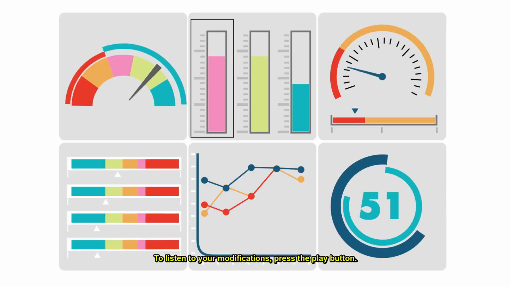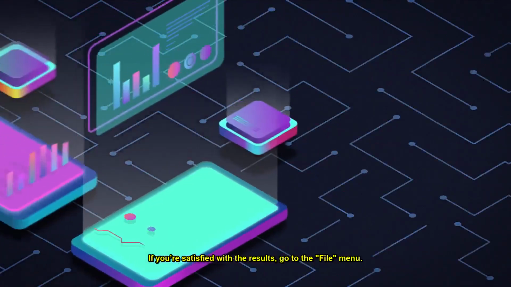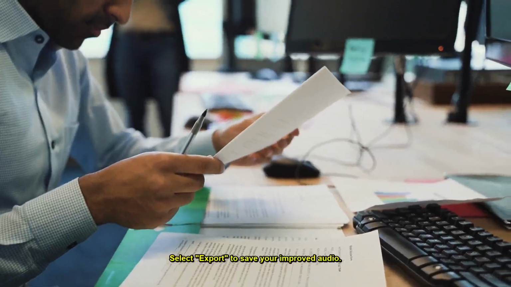To listen to your modifications, press the play button. If you're satisfied with the results, go to the File menu. Select Export to save your improved audio.